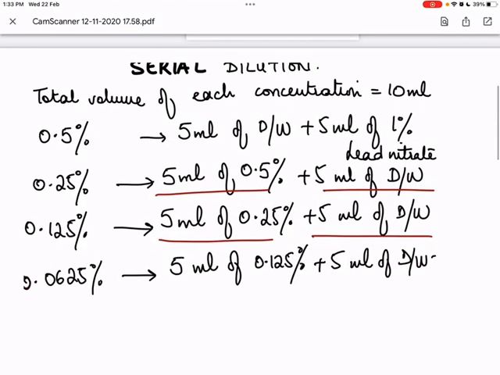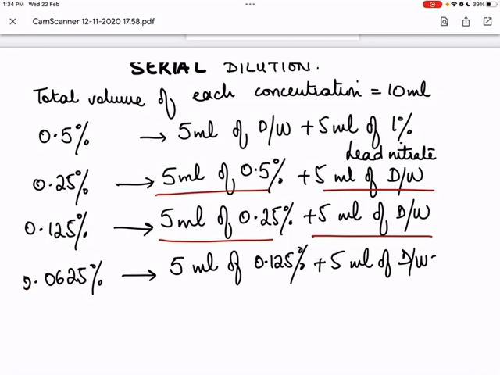To get 0.5%, I take 5 ml of distilled water and 5 ml of 1% lead nitrate. So that will give me half the concentration of 1%. Now to further dilute 0.5%, I take 5 ml of 0.5% and 5 ml of distilled water. And to further dilute 0.25% into 0.125%, I take 5 ml of 0.25% plus 5 ml of distilled water, and so on.